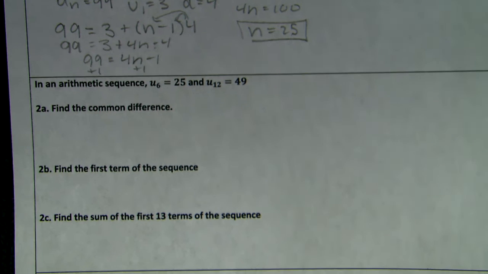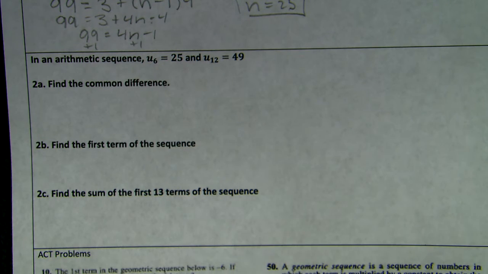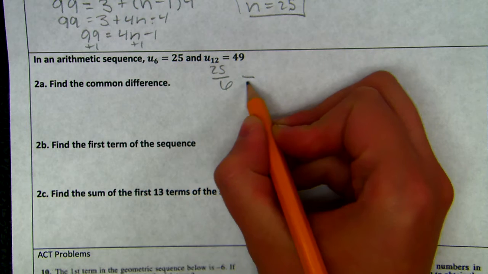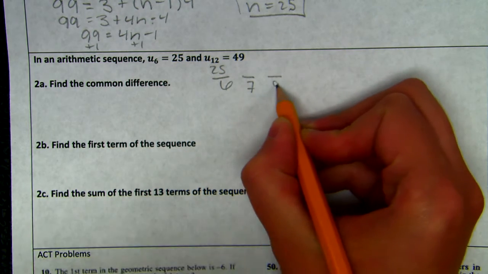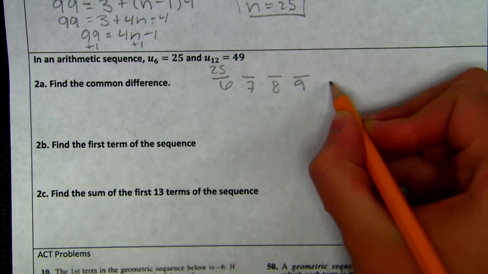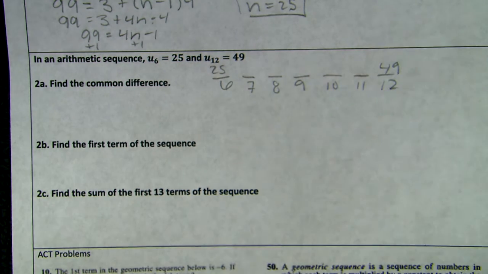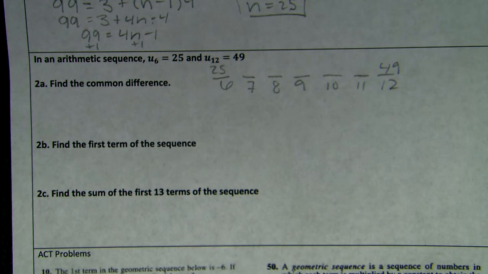Good, so in an arithmetic sequence, we know that our 6th term equals 25 and our 12th term equals 49. So I'm just going to write that out really quick. So we know our 6th term is 25, we don't know our 7th term, we don't know our 8th term, we don't know our 9th term, our 10th, our 11th, but we do know our 12th term. Super exciting. So find the common difference.